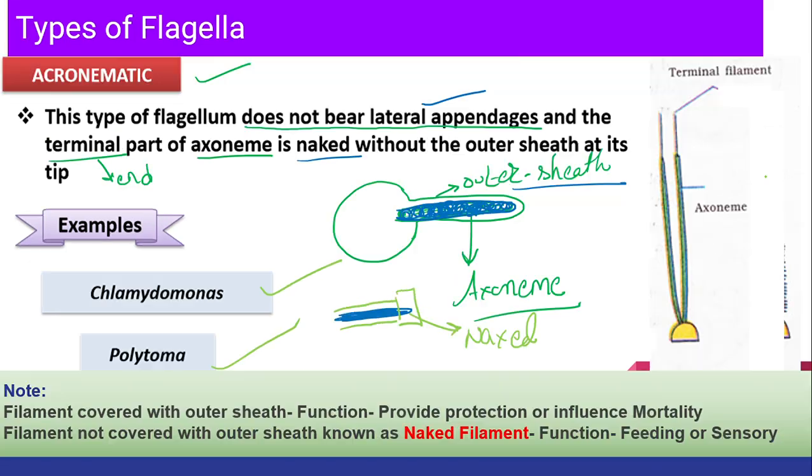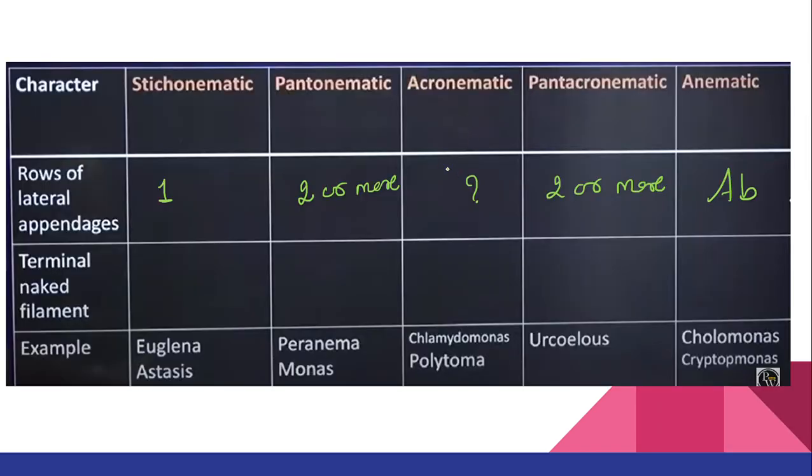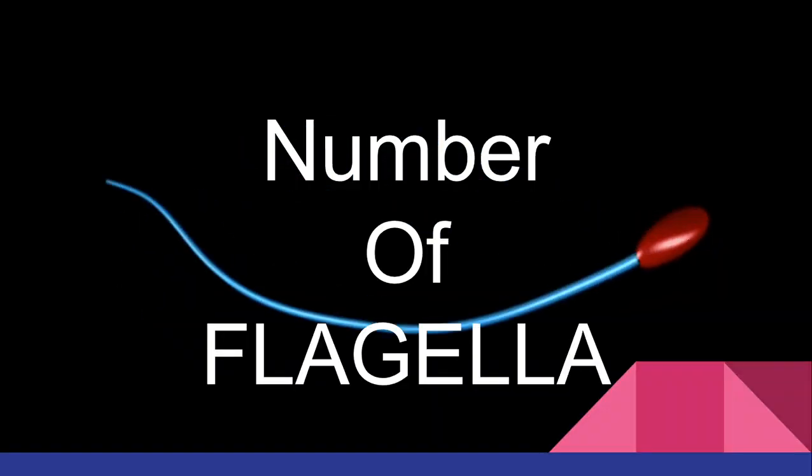What about Acronematic? What we studied is that it does not have any lateral appendages. So presence or absence? Absent. Then what about the terminal naked filament? Please fill this in, and you are going to show me in the upcoming class. Show me these notes in the upcoming class. The examples are again Euglena and Astasia. We have already discussed them, so I am not going to make this video lengthy. Please fill this table and show me in the next class, right?